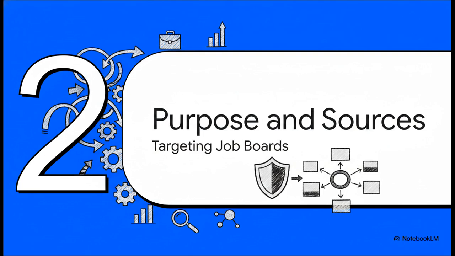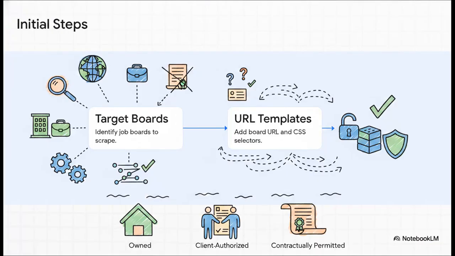Which brings us right into Section 2, Purpose and Sources, where we really lay down the strategic foundation. Listen, before you write a single line of code, you have to define the aggregator's specific purpose and carefully choose your approved sources. Job boards, company career pages, APIs, they all have completely different rules. A massive mistake to avoid here is collecting from sources without checking their terms of service. You've got to confirm this whole workflow is taking place in owned, client-authorized, or strictly contractually permitted environments. Seriously, don't skip that step.